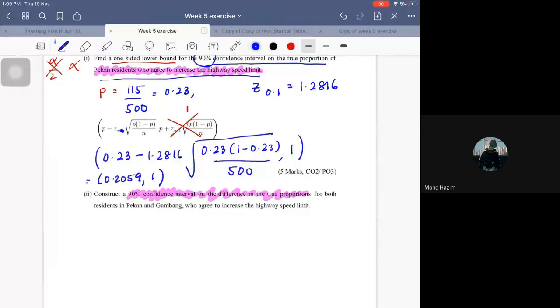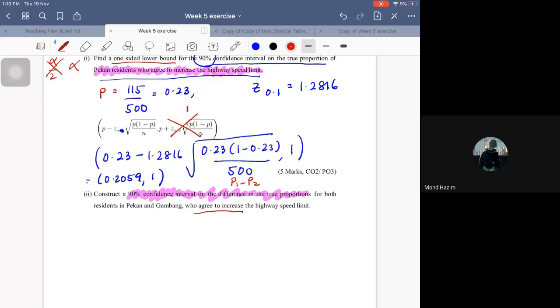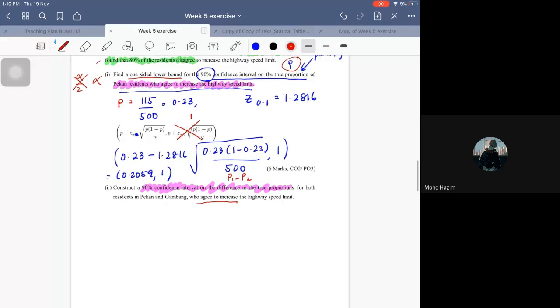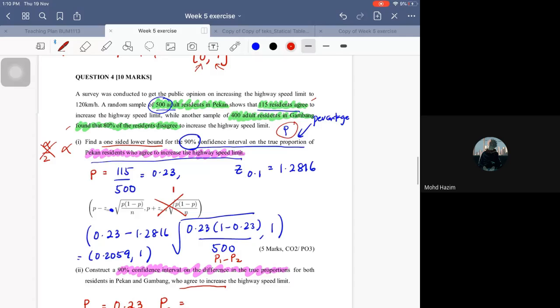So this is when we have P1 minus P2, the difference between the proportion of people in Gambang and Pekan. For both residents in Pekan and Gambang who agree, this could be a trick as well. Instead of asking about people who agree, the question could also ask for people who disagree. That could also happen, but for now we want people who agree. We already know from our previous calculation, so I'm going to put PP as the proportion for Pekan, which is 0.23. But I need to find the proportion of people who agree in Gambang as well, so let me put PG for that. What proportion of people in Gambang actually agreed to increase the highway limit?